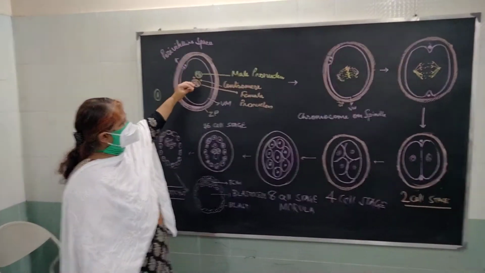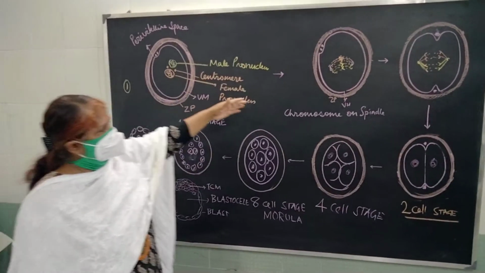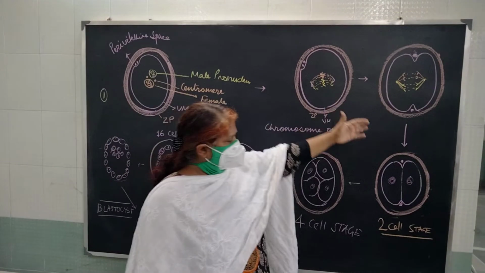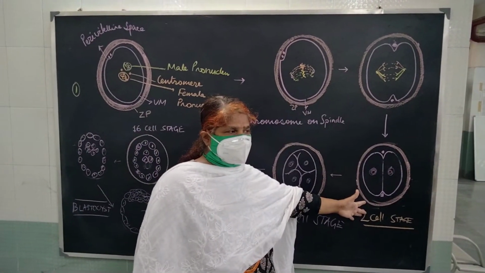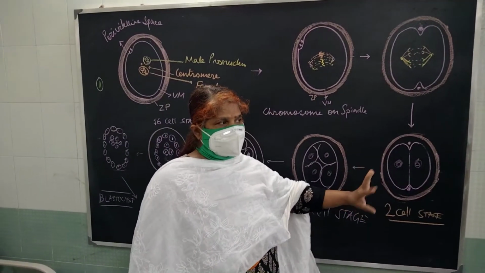In the fertilization procedure, the male and the female nucleus combine with each other, chromosome 1 spindle. Ultimately, this is the 2 cell stage, that is zygote formation. There is no 1 cell stage in the fertilization.